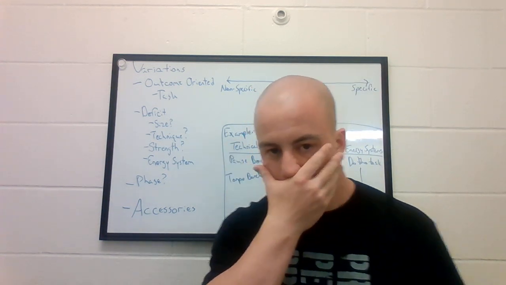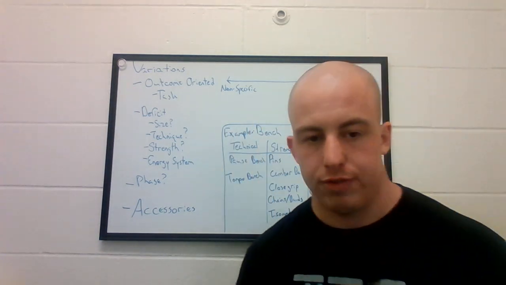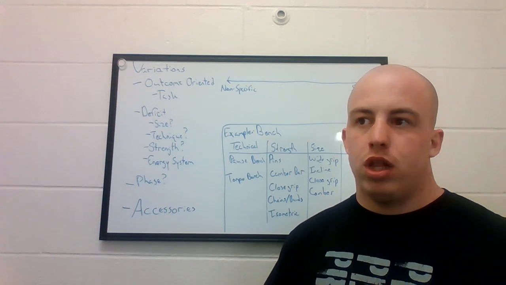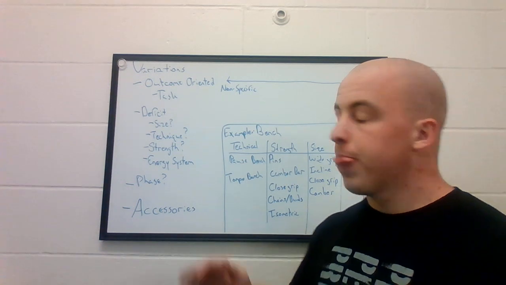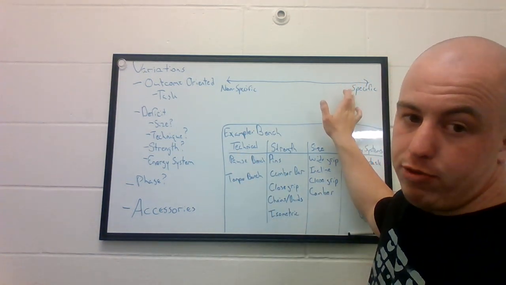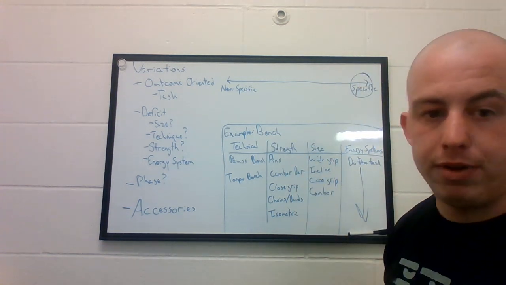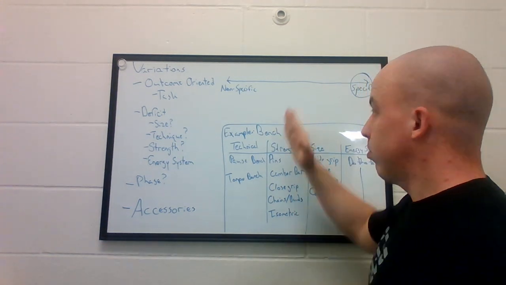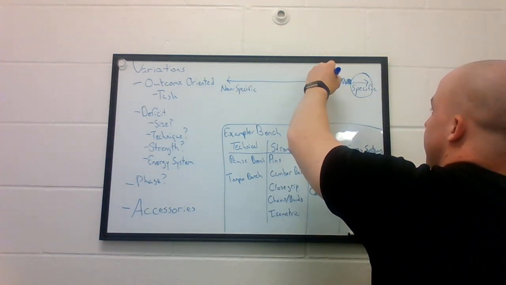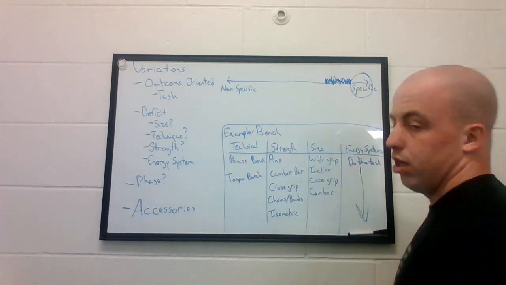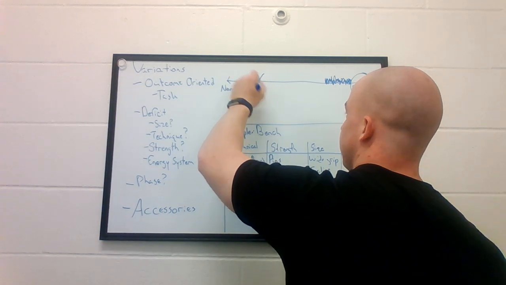But let's take ourselves back from that tangent and go back to specific versus non-specific. So if it's a bench press, let's consider competition bench press. That's specific, okay? So that's where we're at with competition bench. If I'm close to the meat, my variation should be some shade in here. If I'm further away from the meat, I might want to be over here.